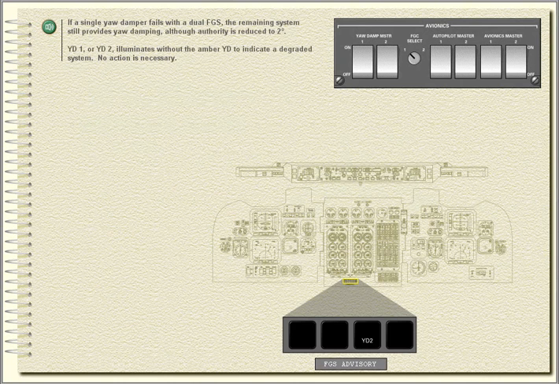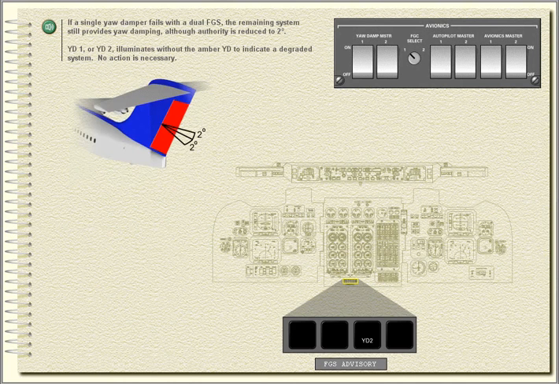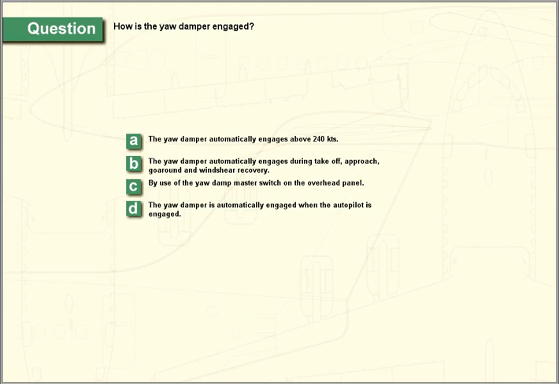If a single yaw damper fails with a dual FGS, the remaining system still provides yaw damping, although authority is reduced to 2 degrees. YD1 or YD2 illuminates without the amber YD to indicate a degraded system. No action is necessary. How is the yaw damper engaged?